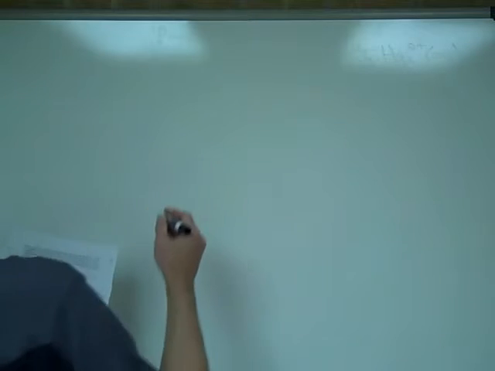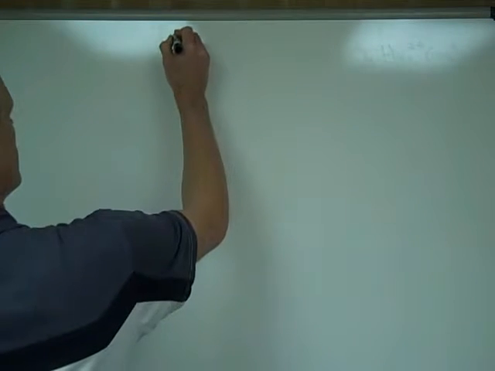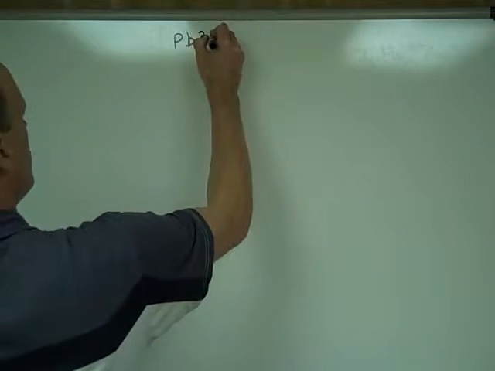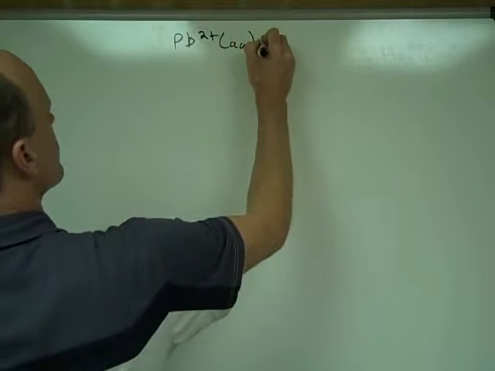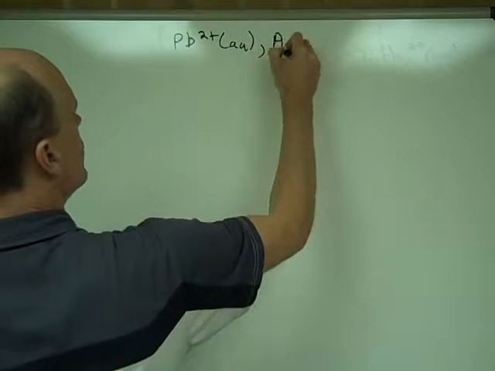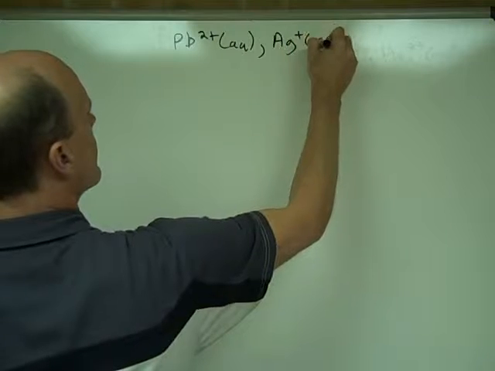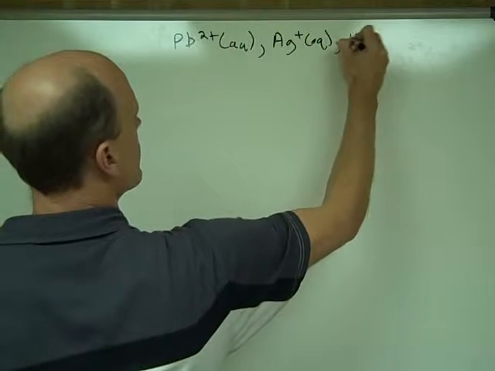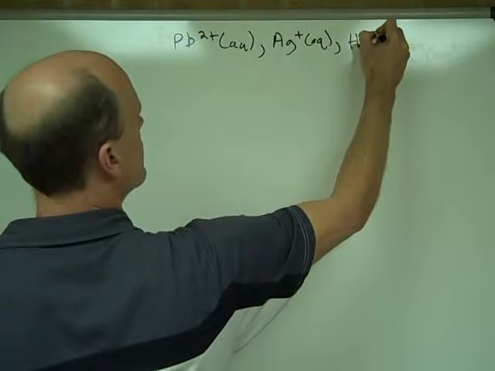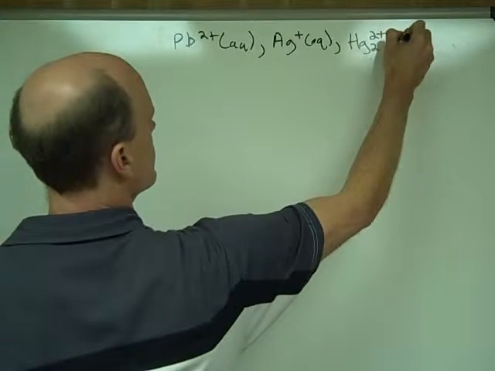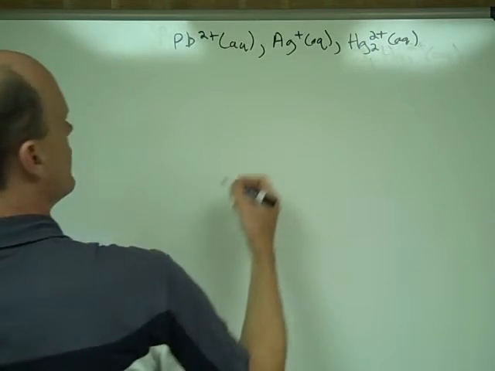What we're going to start out with next week is a mixture of 3 ions. We're going to have lead 2+ ion. We're going to have silver 1 ion. And we're going to have mercury 1 ion, which actually exists as a dication species.